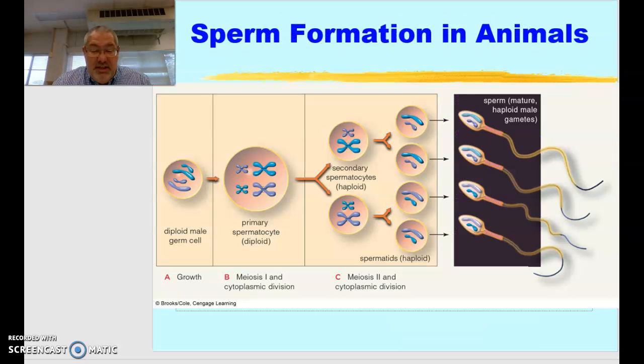The last 2 slides, I just wanted to point out to you that when sperm are formed in animals, you start with a diploid cell. You end up with 4 haploid cells, and all 4 of those would typically mature as sperm.